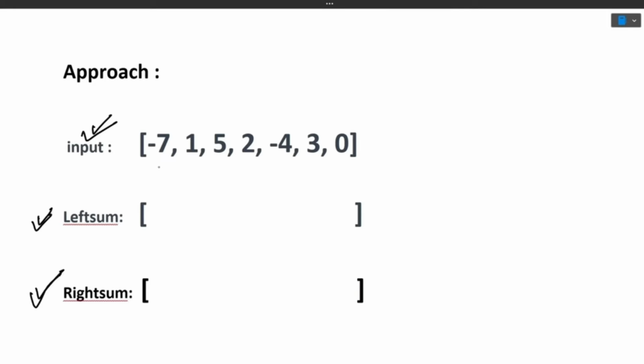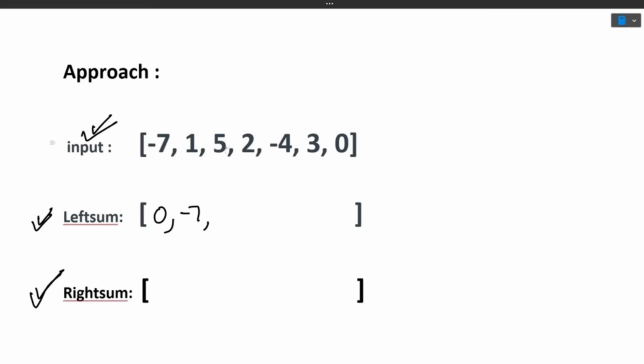We are at the current index, -7. Now what is the sum of the elements to the left of this -7? Since it is the first element, the sum of the elements to its left is 0, so we place 0 here. Now we come to the next index, that is 1. What is the sum of the elements to the left of this 1? It is -7, because we won't include that particular element in the sum. We only want the sum of the elements to the left of that element. So we have placed -7 here.